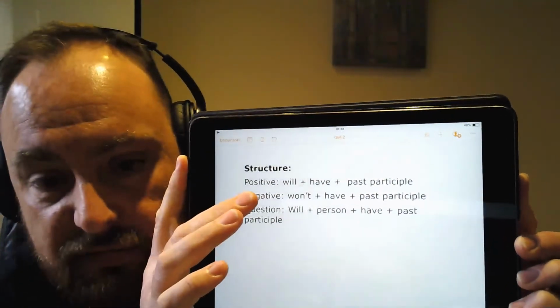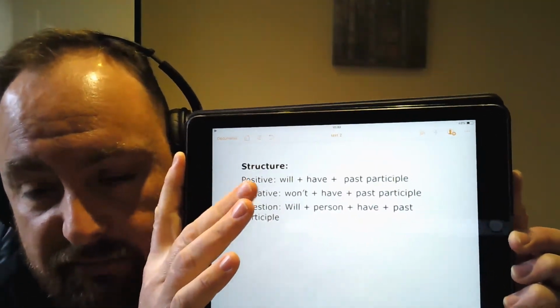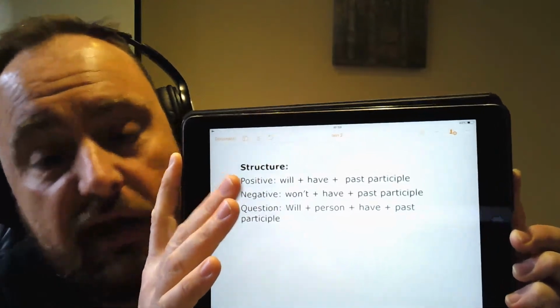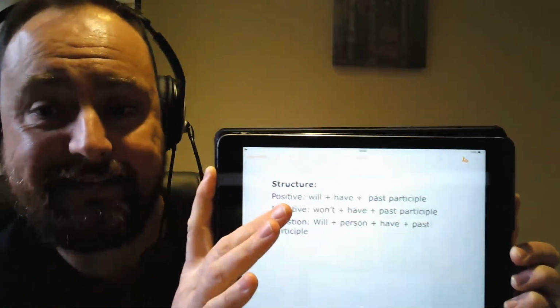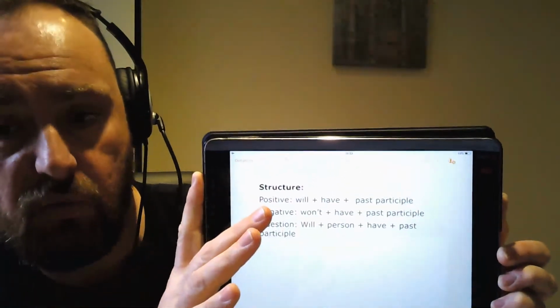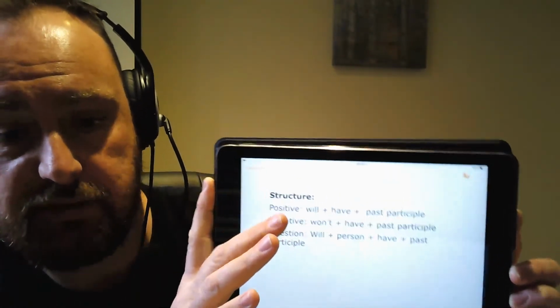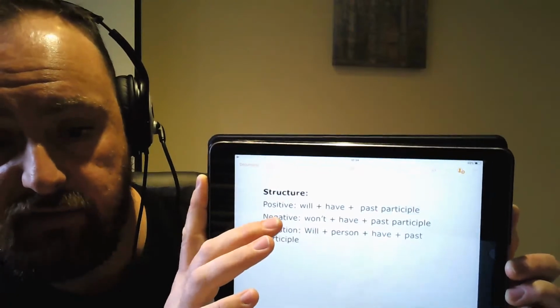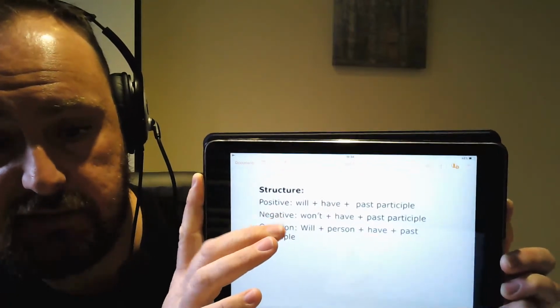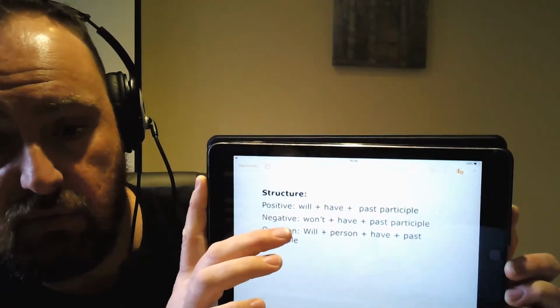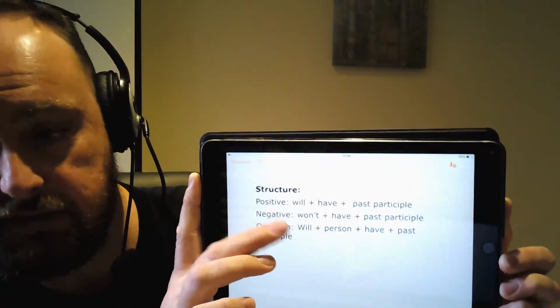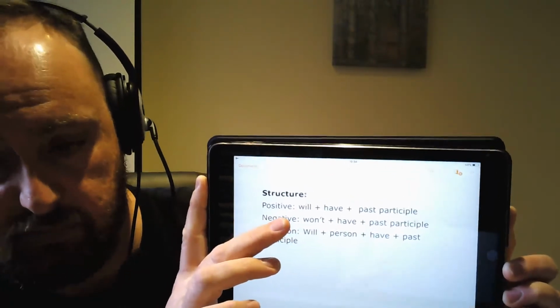So positive, we use will plus have plus past participle, okay? An important thing here is it's never has. It's always have. It doesn't change for the person, yeah? So will plus have plus past participle. Negative, won't plus have plus past participle, and question, will plus person plus have plus past participle, okay? So you need to bear that in mind when you're thinking about your examples and trying to make this sentence.